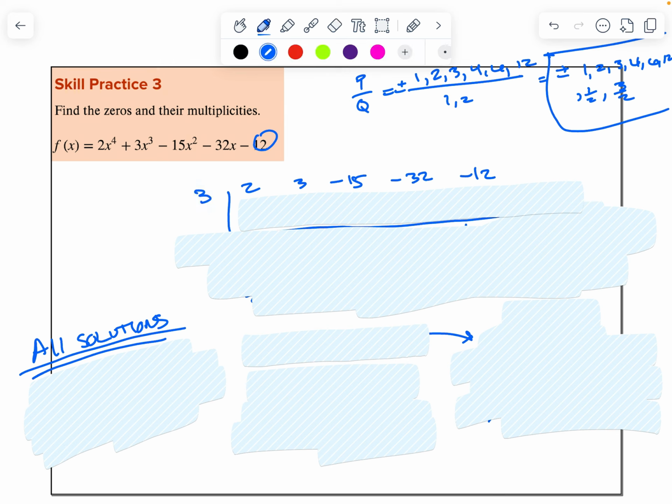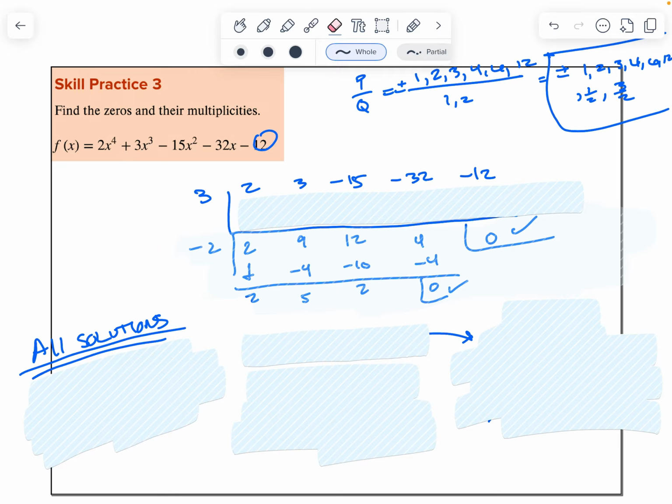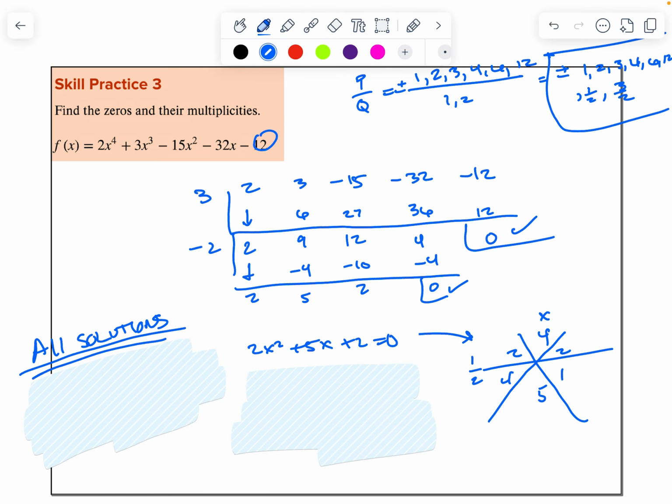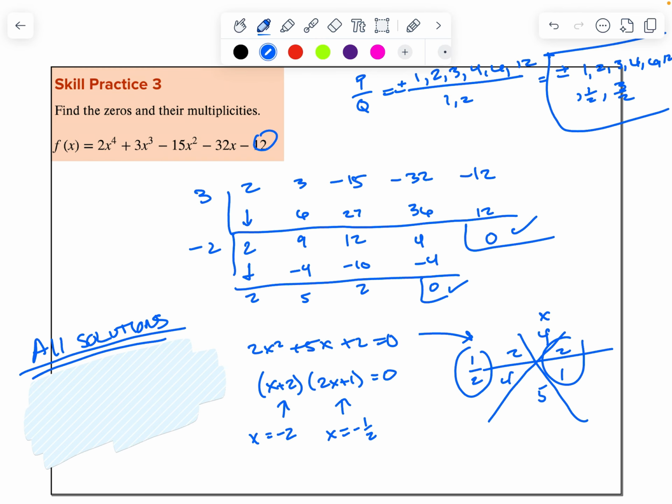The first number I tried was 3. It looks like the 3 worked. And then I tried a -2, and the -2 worked as well. So then you get down to 3 terms. Those 3 terms turn into a quadratic. You really want to try star method, and it looks like star method does work as well. That's going to lead you to these 2 additional factors and these 2 additional solutions.